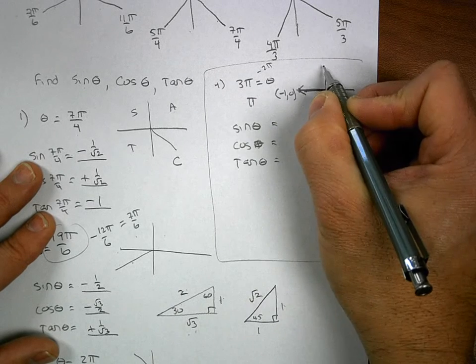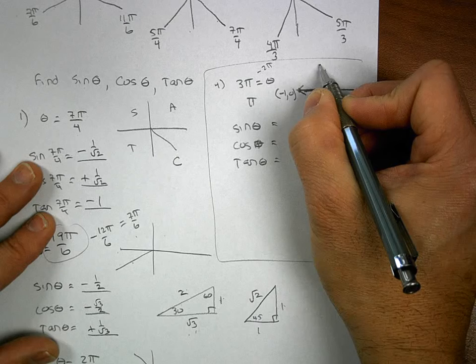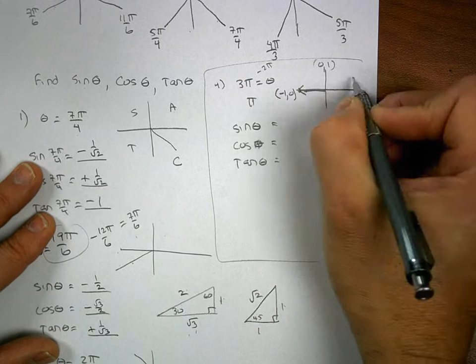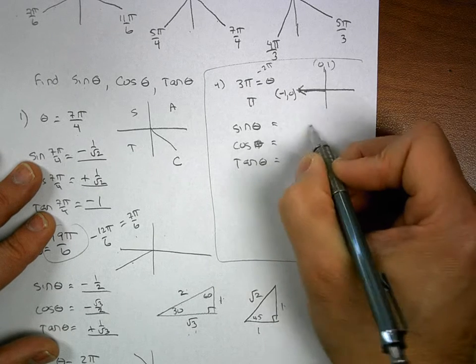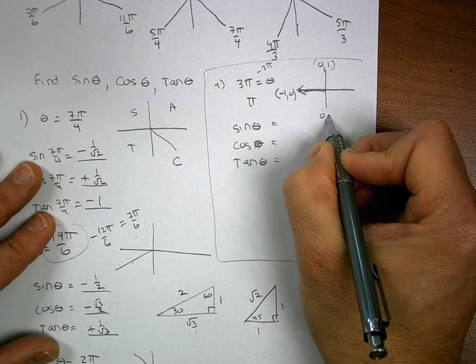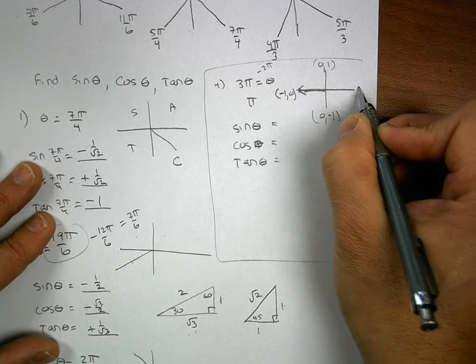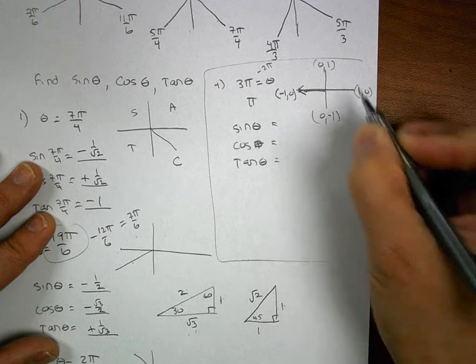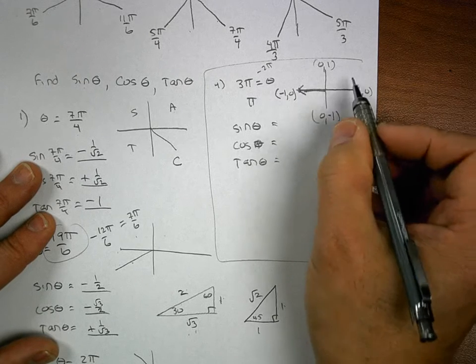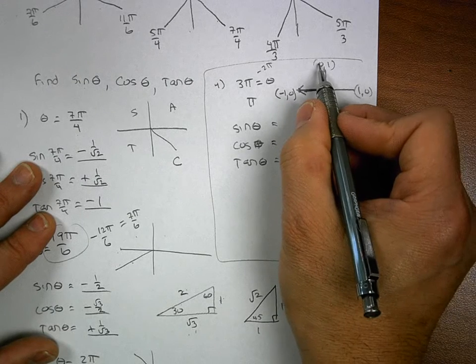Not that we need it, but over here was 0 comma 1 and so forth. What was the bottom one? 270. So 0 comma negative 1. And this was 1 comma 0. So then, on the unit circle, your x is your cosine. Your y is your sine. This is your cosine. This is your sine.